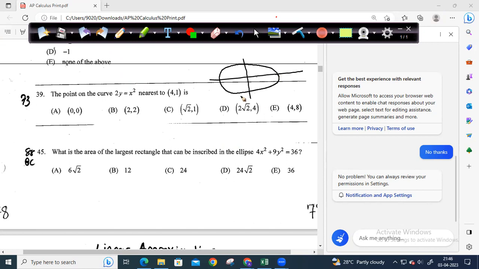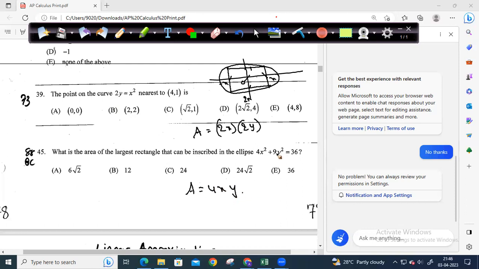You'll get the correct answer. So there is an ellipse, and there is a rectangle inscribed in that ellipse. Now, what is being asked? What is the area of the largest rectangle that can be inscribed in an ellipse? Let this be 0. Let this be x. So automatically, this will be minus x. So this is 2x. Let this be y. This is minus y. This is 2y. So the area of the rectangle is 2x into 2y. First thing you need to write: area of the rectangle is 2x into 2y, which is 4xy.